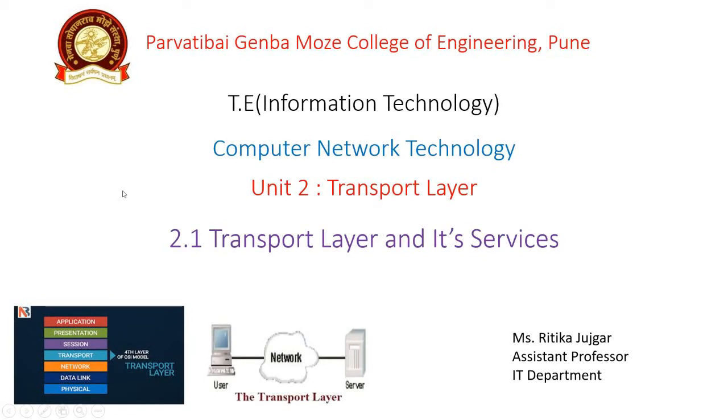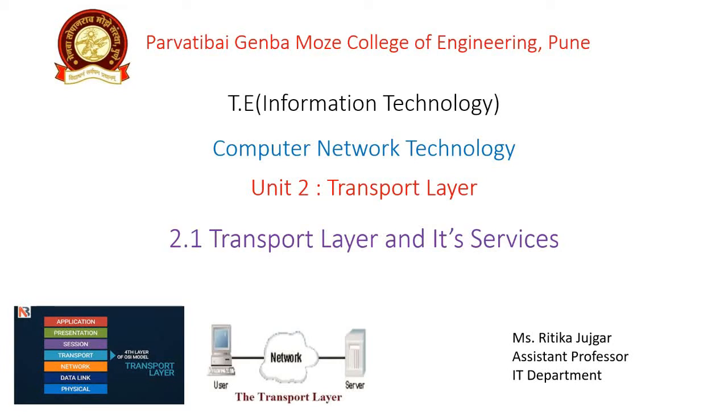So today we started our Unit 2. Unit 2 is based on the transport layer. In the OSI model, there are a total of seven layers. In that, we discussed the network layer. Unit 2 is based on the transport layer.